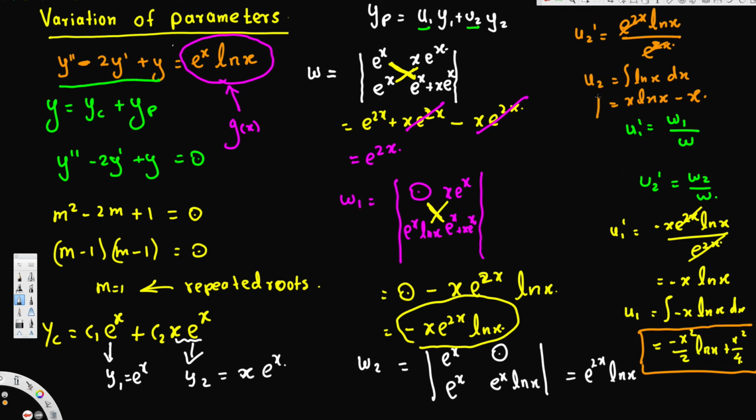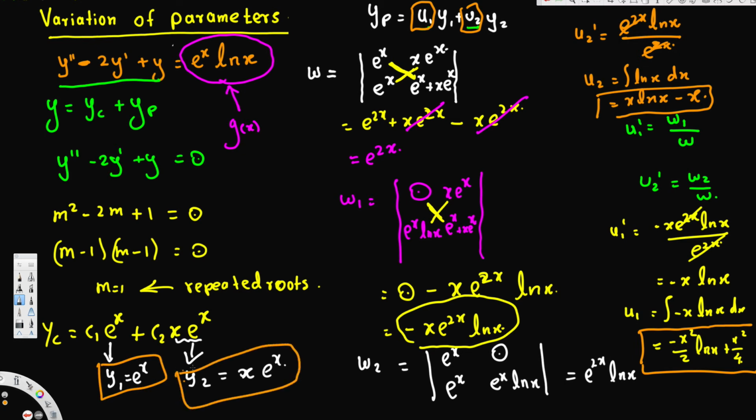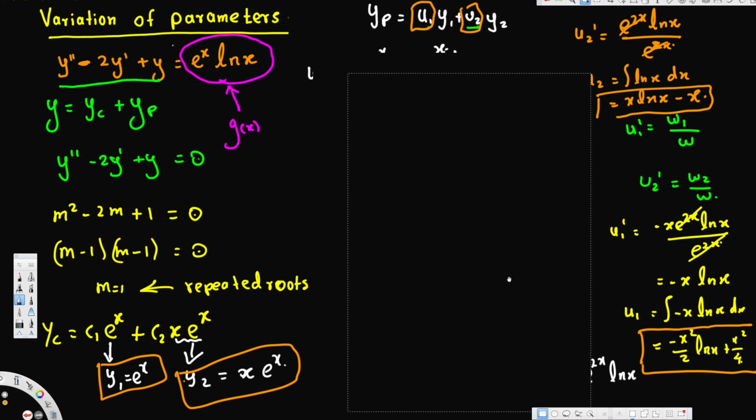Now we can find the particular solution, because the particular solution is u1 times y1 plus u2 times y2. y1 and y2 are already here, and u1 and u2 we just found. We just have to plug them into this equation. Now let's get rid of all these Wronskian things, because after we find all these, they're not necessary.